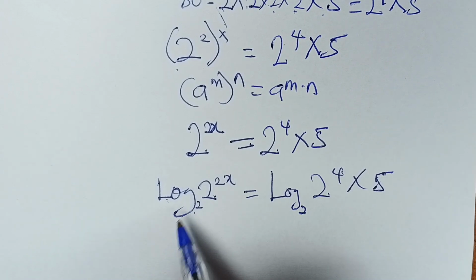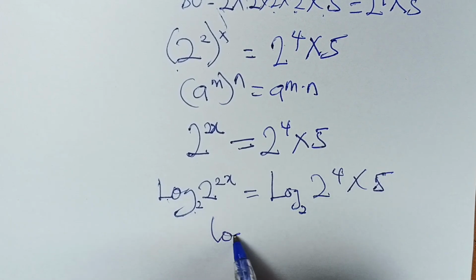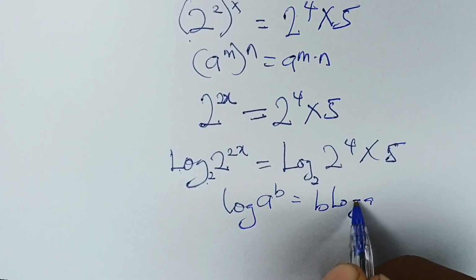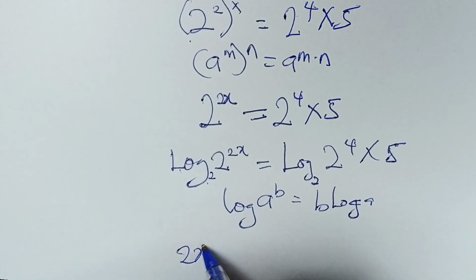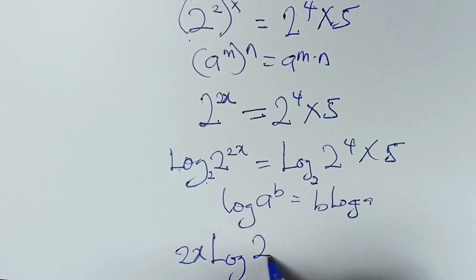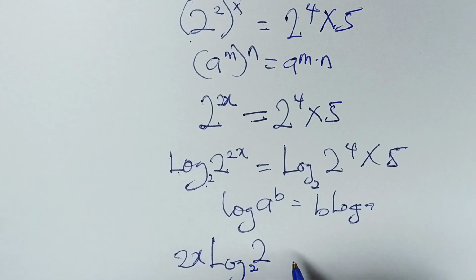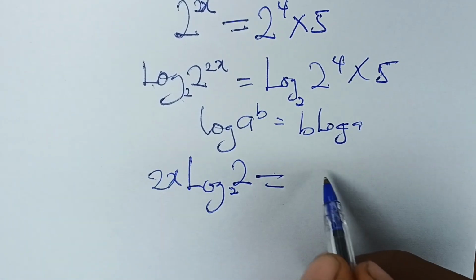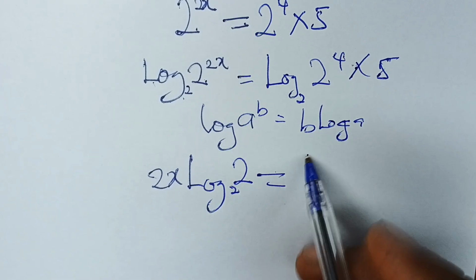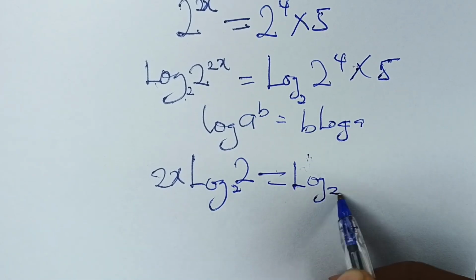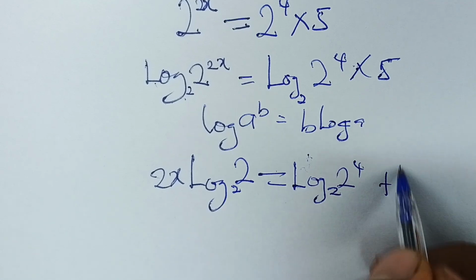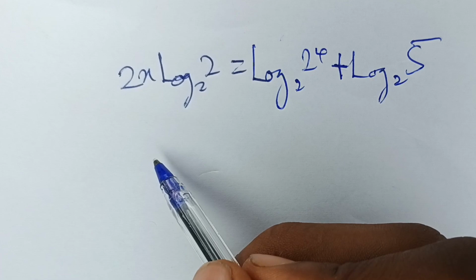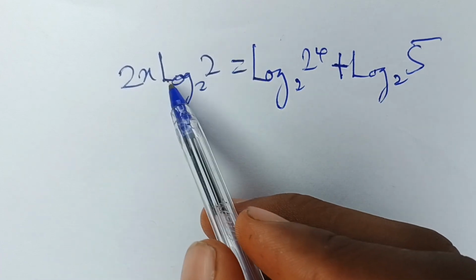Okay. Now from this point, we can say that when you have logarithm of a to the power b, it's equal to b log a. Okay, so from here we would have 2x log 2 base 2 to be equal to, okay, when you have multiplication, you replace it with plus. Okay, so we have logarithm in base 2 of 2 to the power 4 plus logarithm in base 2 of 5.